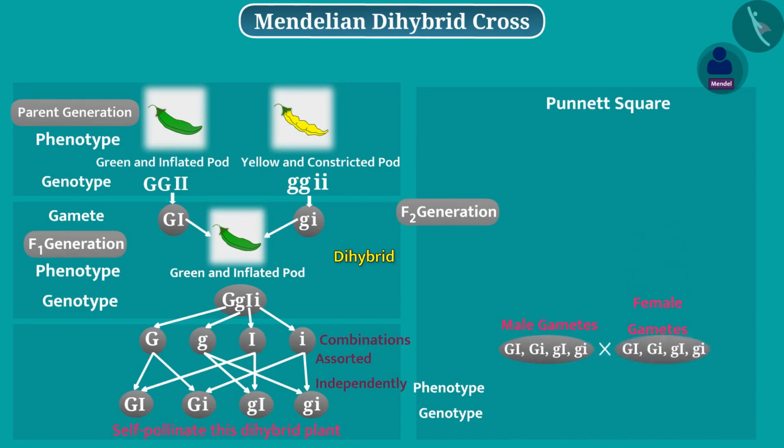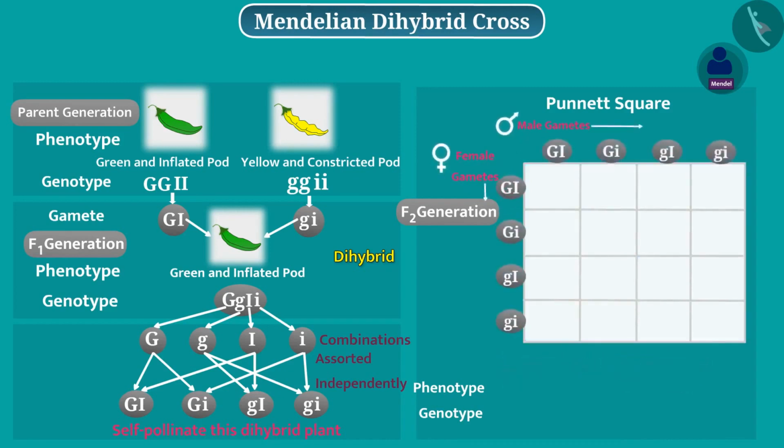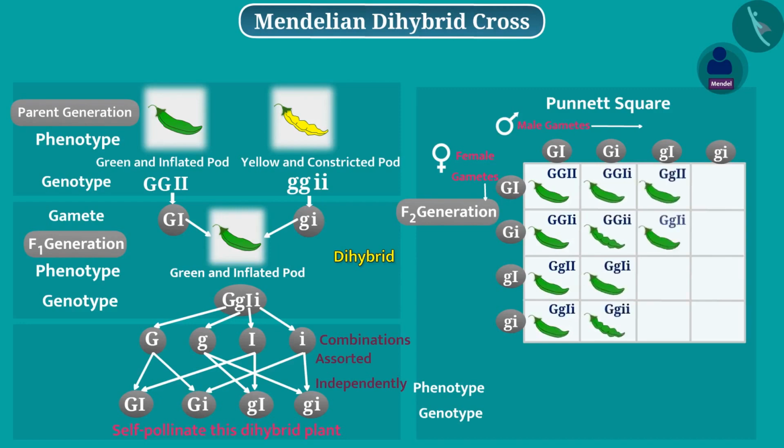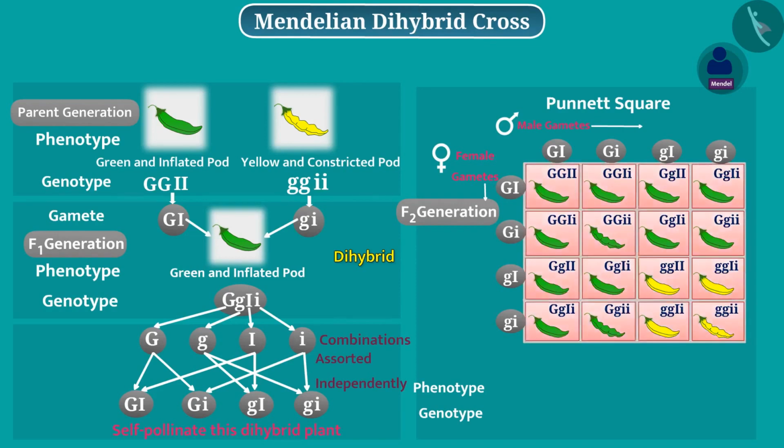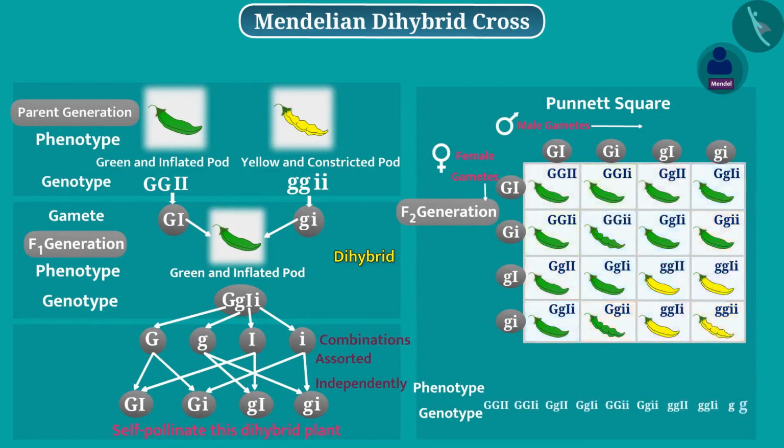For this, we will write male and female gametes on two sides of the Punnett square. We will write the fusion of these gametes in the squares shown like this. Now we can see that in 16 parts of the Punnett square, there are 9 different genotypes. That's why the genotypic ratio of dihybrid cross is this.